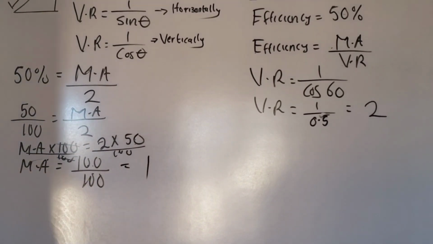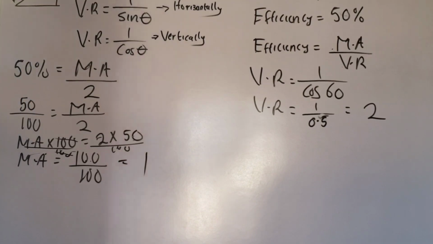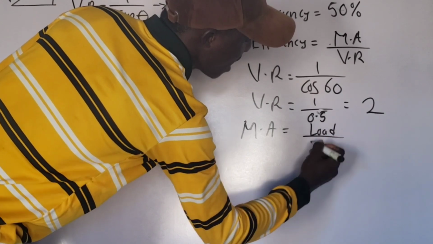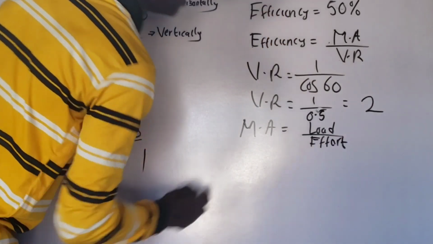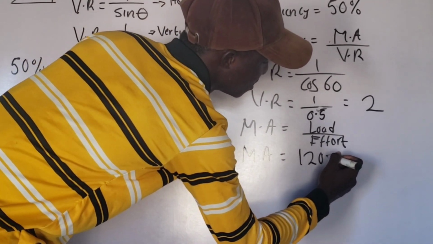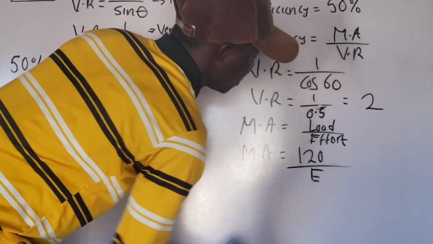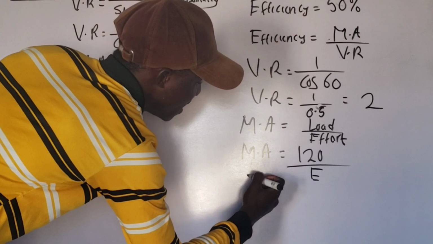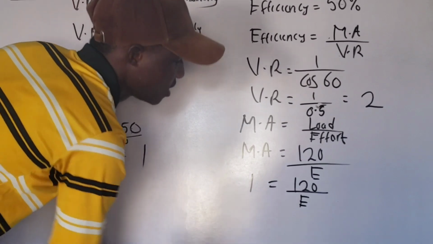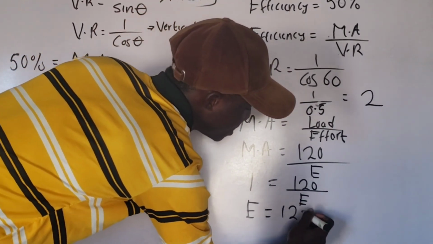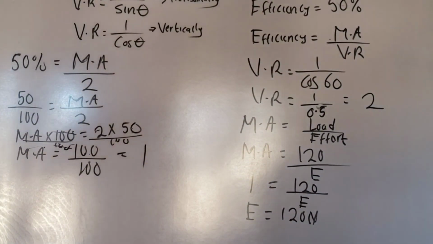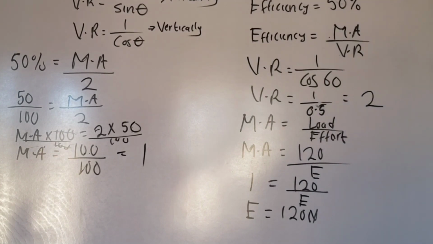Now, having gotten the mechanical advantage as 1, we can get the effort. Because mechanical advantage, please pay attention, is what? Load all over effort. Now, the load is what? 120 Newton. So mechanical advantage equals 120 Newton all over effort. Now, mechanical advantage is 1. So I'm going to have 1 equals 120 all over effort. So if I take the cross product, effort equals 120 Newton. So that is the effort required to push a load of 120 Newton uniformly up the plane.